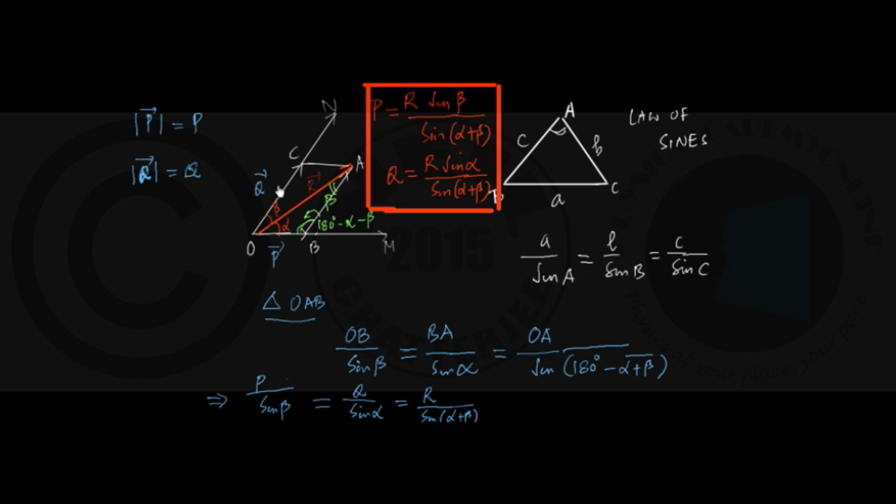So when we write P, I use sine beta, beta being the angle between R and the other vector, that is Q, divided by sine alpha plus beta. And similarly, Q is coming out to be R, that is the magnitude, into sine alpha, that is the angle between R and P, divided by sine alpha plus beta. So this is the result we have got for the magnitudes of P and Q, which are component vectors of R in two arbitrary directions.